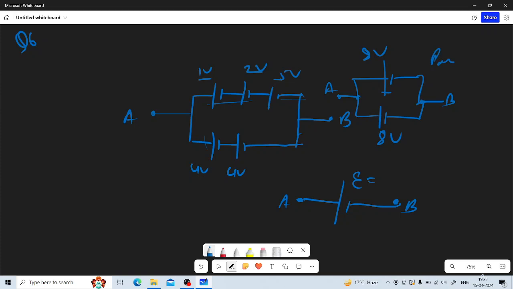So the EMF between A and B will be 8 volt, because in a parallel combination the voltage will be the same. This is 8 volt between these 2 points. For this cell between these 2 points, voltage is 8 volt. Okay, now go to question number 7.